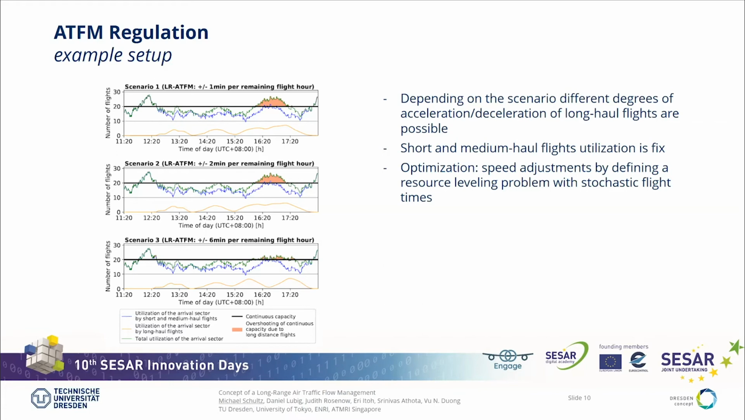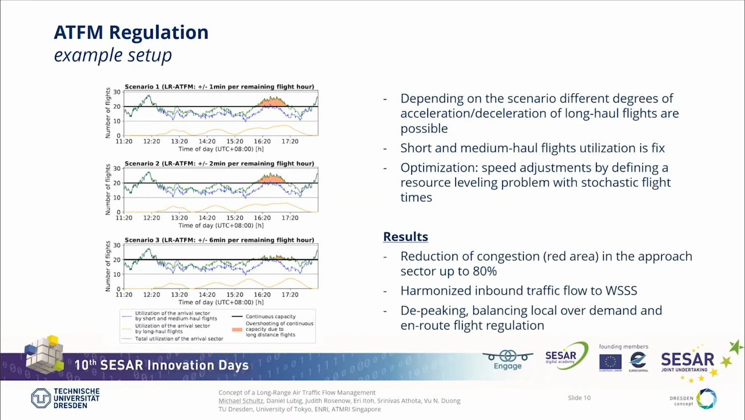But as I showed you before, there's a chance that you can reroute a little bit in the network as well. So finally, if you take the 6 minutes, we can go for reduced congestion. We will somehow be able to harmonize by using the available capacity best. And what I mentioned before, the de-peaking appears here.